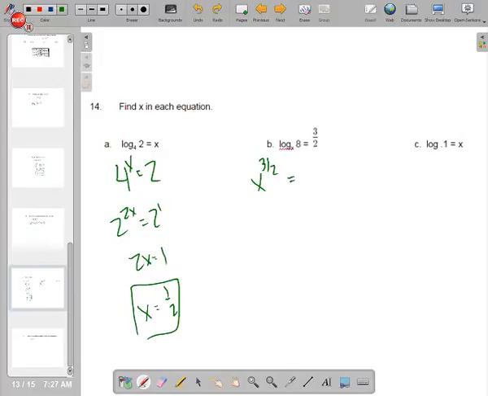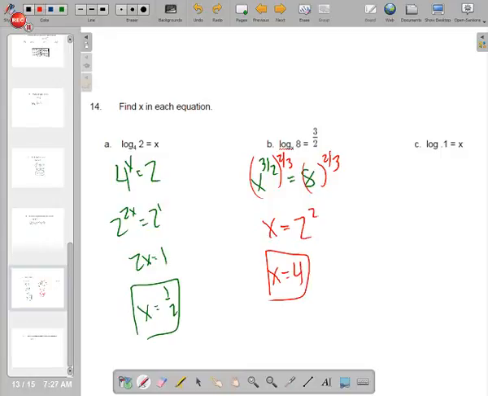x to the 3/2 equals 8. If you have x to the 3/2, in order to get rid of that 3/2 exponent, you're going to take the exponent 2/3 on both sides, because when you take a power to a power, you multiply the exponents, and when you multiply 3/2 times the reciprocal, you get just 1. On the right side, 8 to the 2/3, you do have a calculator, but this is saying take the third root of 8, which is 2, and then square it. So x equals 4.